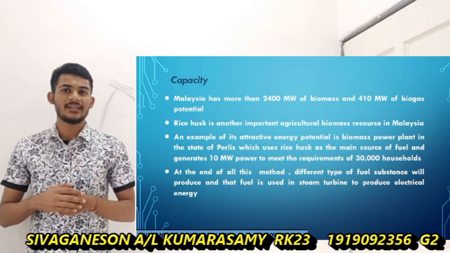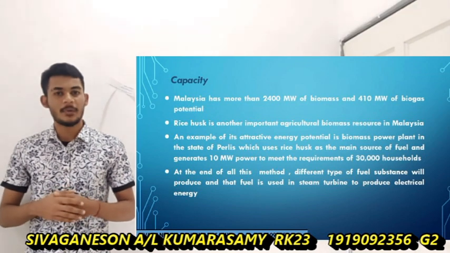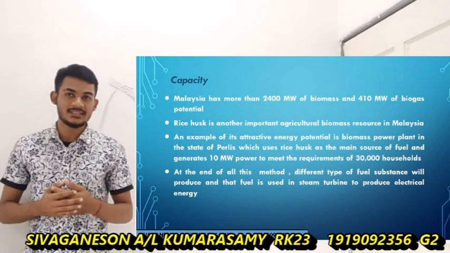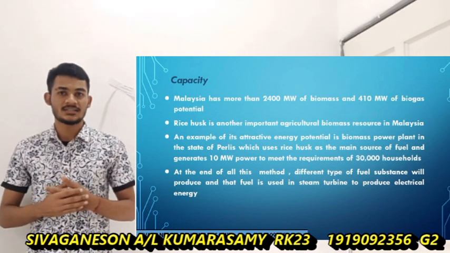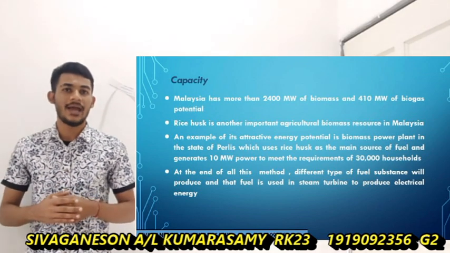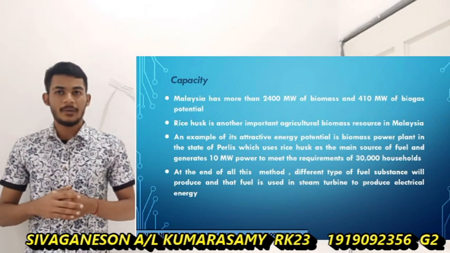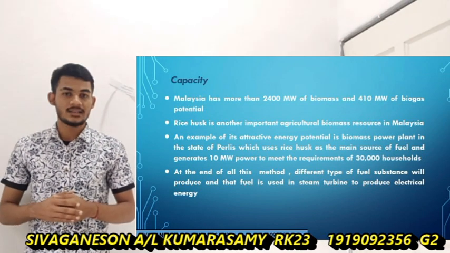Rice husk is another important agricultural biomass resource in Malaysia. An example of the attractive energy potential is the biomass power plant in the state of Perlis, which uses rice husk as the main source of its fuel and generates 10 megawatts of power to meet the requirement of 30,000 households.